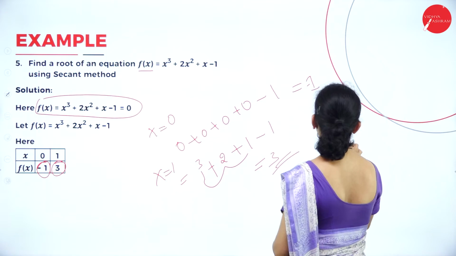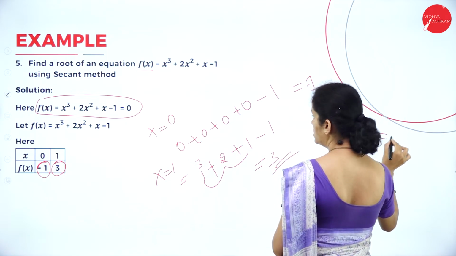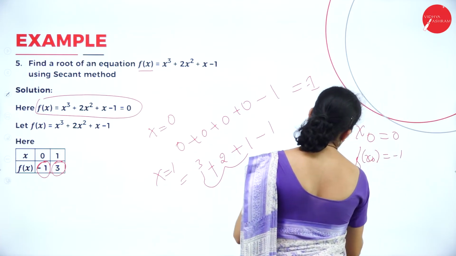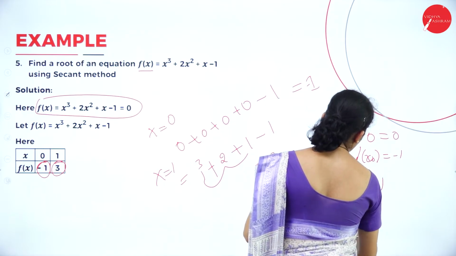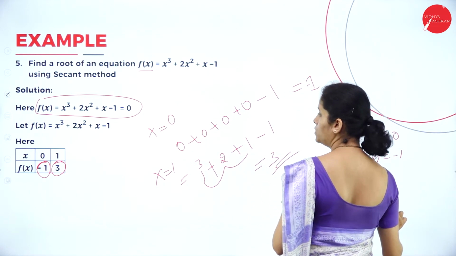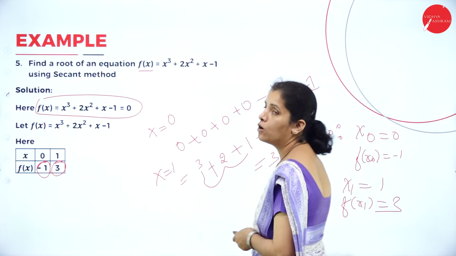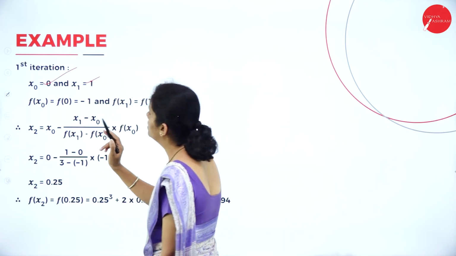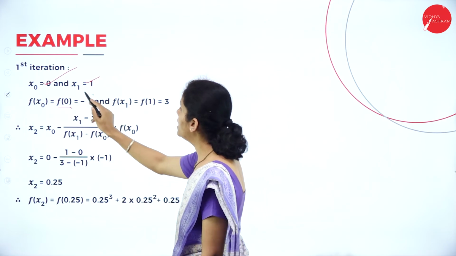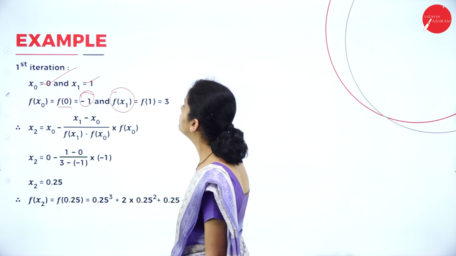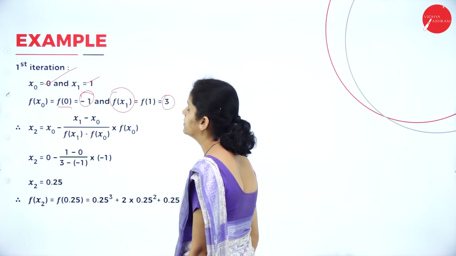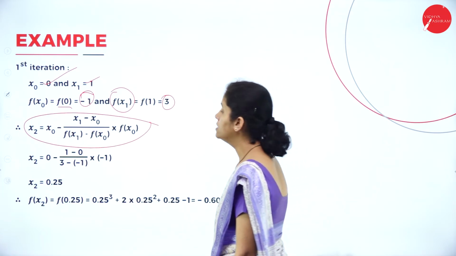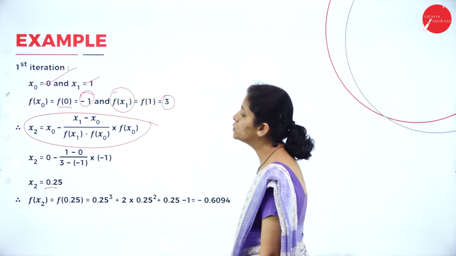Therefore, x naught equal to 0, that is f of x naught equal to minus 1, and x1 equal to 1, then f of x1 equal to 3. Now I got the roots. In my first iteration, I have 0 and I have 1. When I take f of 0, I have minus 1, and when I find f of x1, I have 3. I'm going to substitute these values in this formula. After substituting, I'll get the answer 0.25.